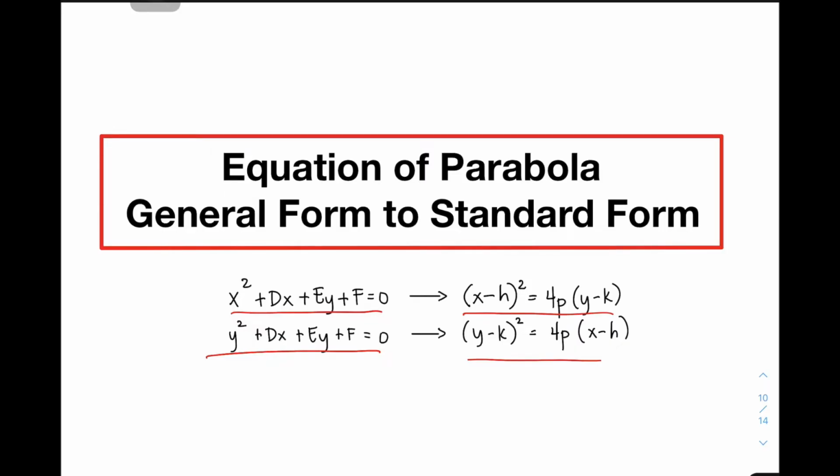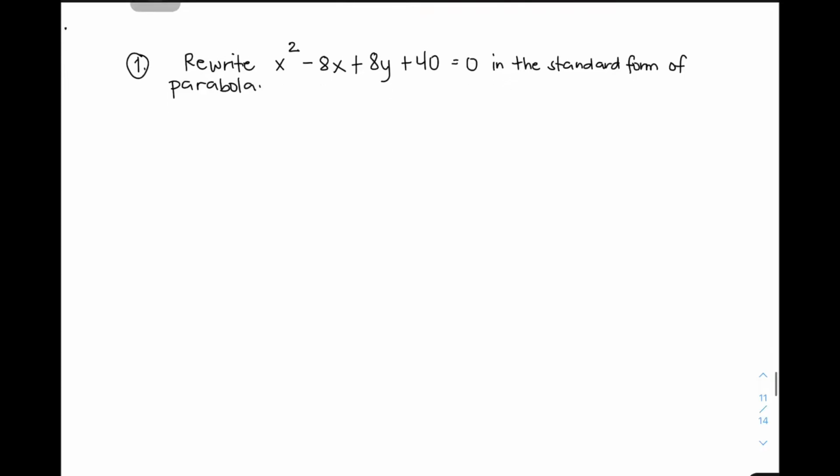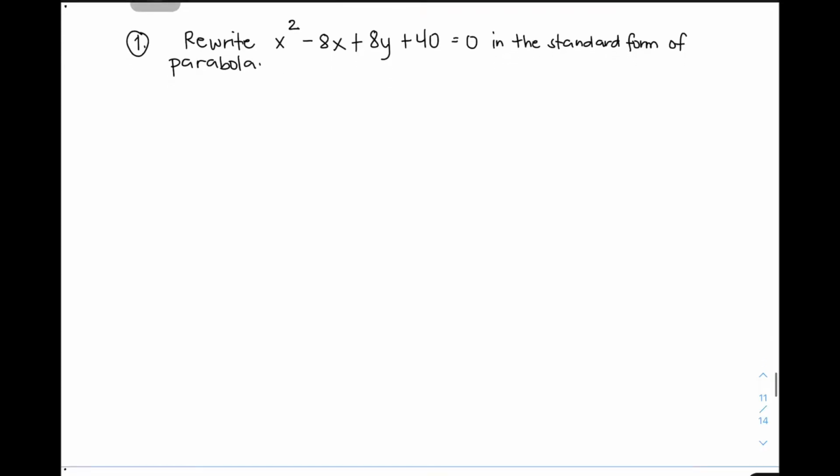So without further ado, let's try transforming general form to standard form of equations. So I have prepared two examples wherein sana matutunan natin kung paano siya gawin. So let's try doing this. Rewrite x squared minus 8x plus 8y plus 40 is equal to 0 in the standard form of parabola. So basically, we are asked to convert this equation to standard form.